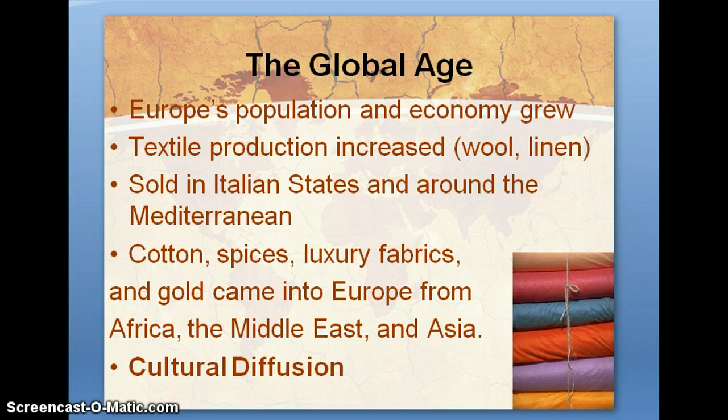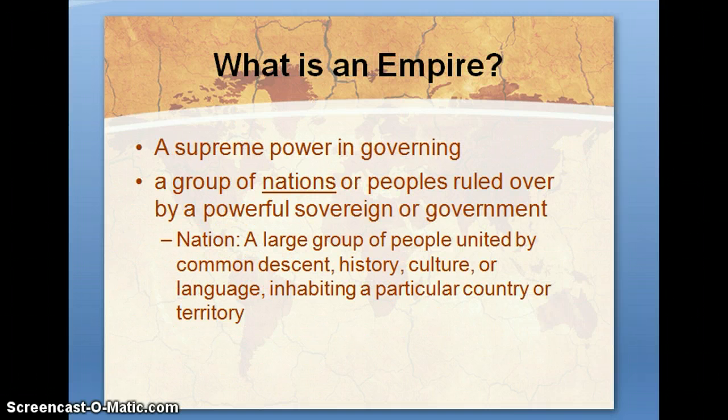We're going to see a lot more goods sold in the Italian states, especially textile and around the Mediterranean. The Mediterranean is still going to be our center of trade. We're also going to see cotton, spices, luxury fabrics, and gold arrive in Europe from Africa, the Middle East, and Asia. Now, if you remember, not only are goods moving along these trade routes, but so is culture. So we're going to see languages spread, we're going to see religion spread, traditions, things like that are arriving as well.